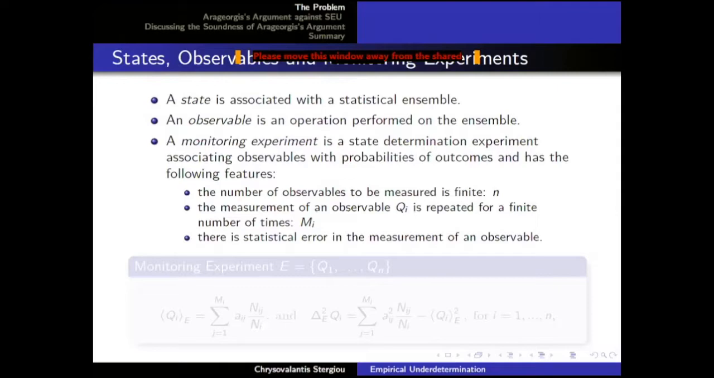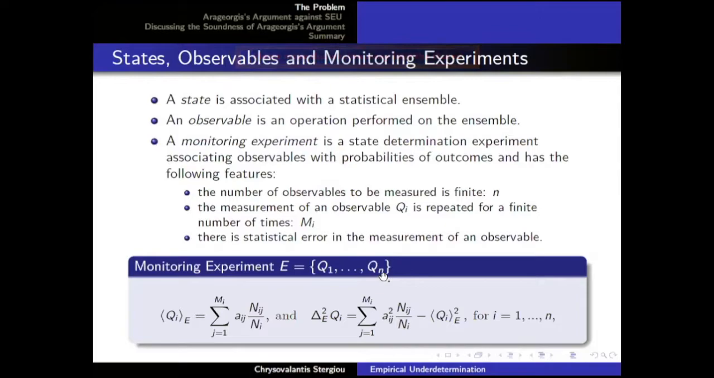And now, by a monitoring experiment, I understand a state determination experiment associating observables with probabilities of outcomes. And of course, it has the following features: the number of observables to be measured is finite, the measurement of an observable is repeated a finite number of times, and there is statistical error in the measurement of an observable. Understood in this way, a monitoring experiment can be represented by a collection of observables, and the statistics of the monitoring experiment are described in terms of the mean value of the observables and the variance, where n_ij over n_i is the probability of measuring a_ij, yielding the outcome A_ij upon measuring Q_i.